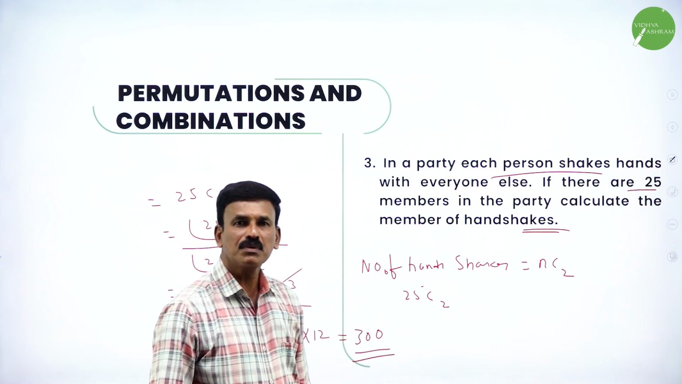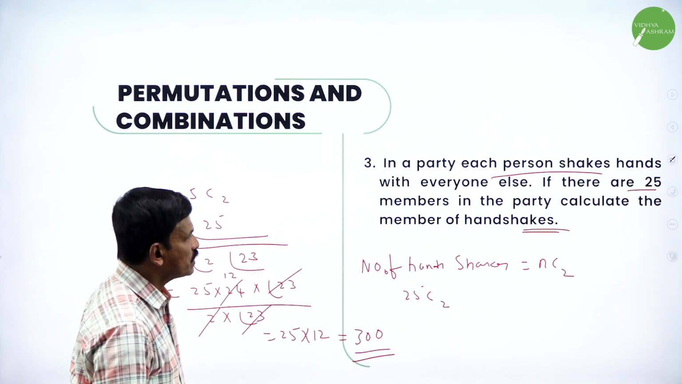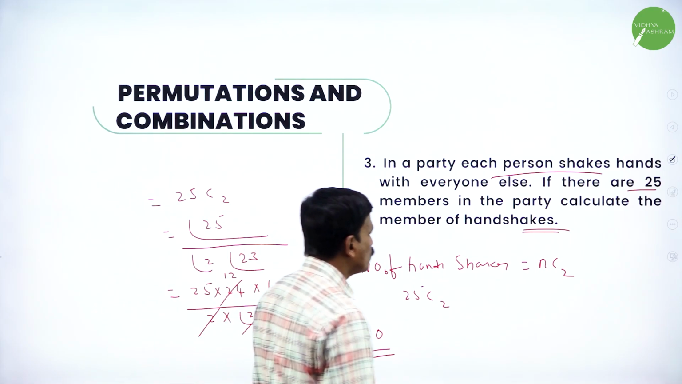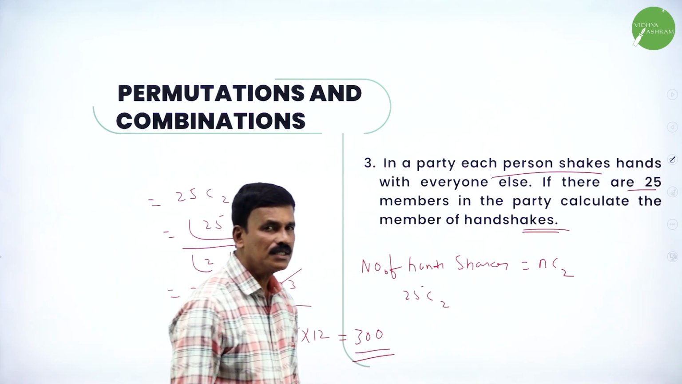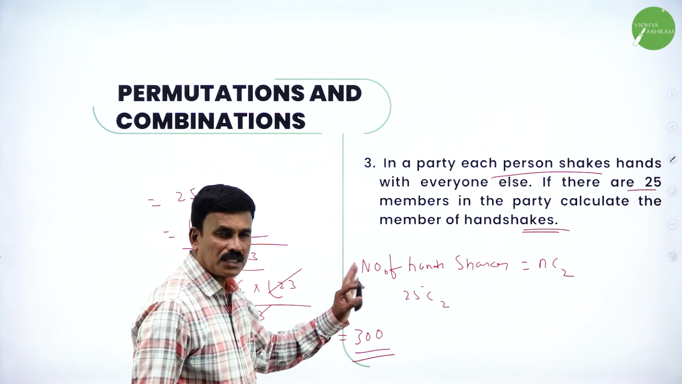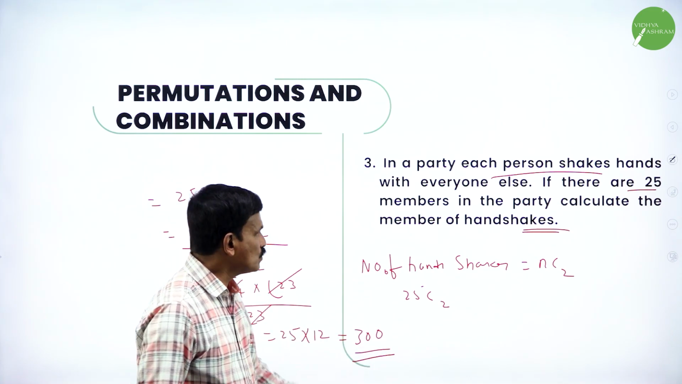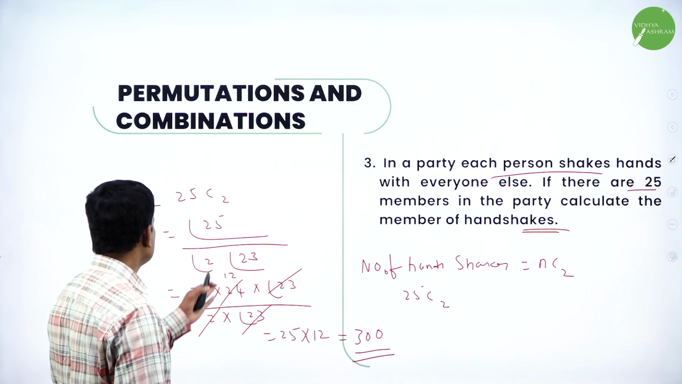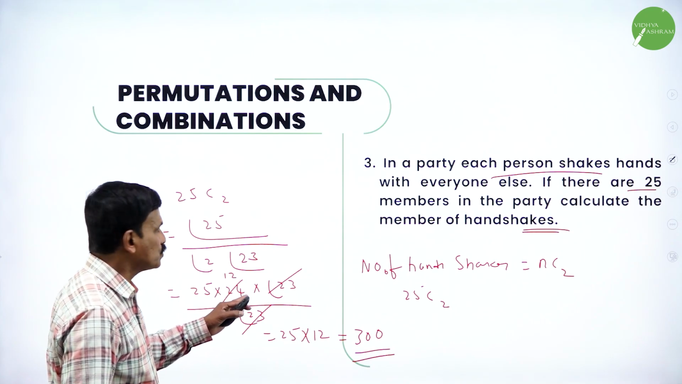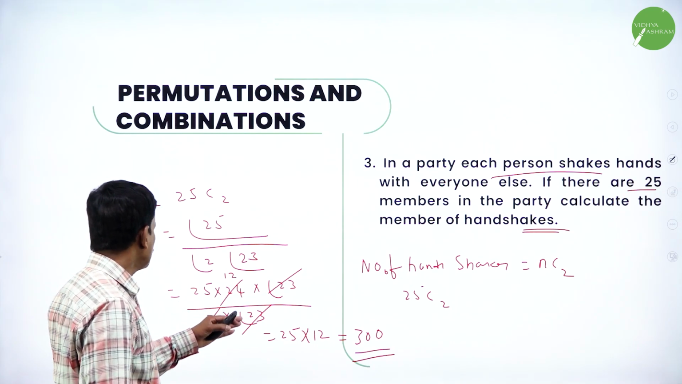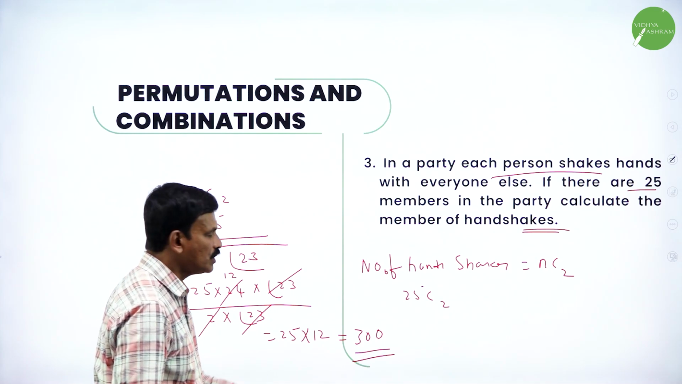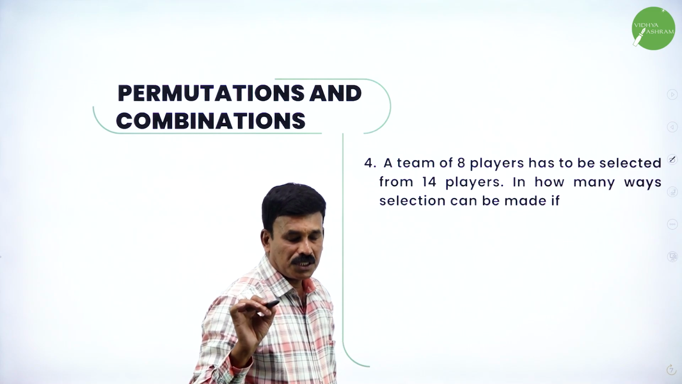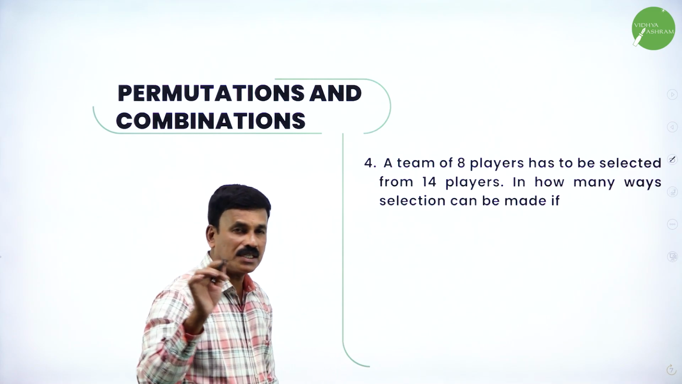That's it. Now listen, very simple problem. In a party, each person shakes hands with everyone else. If there are 25 members in the party, calculate the number of handshakes. So here there is one formula. The number of handshakes is always equal to nC2. What is given here? n is equal to 25. Just find out the value of 25C2. 25C2 is nothing but 25 factorial divided by 2 into 23 factorial. That's equal to 25 into 24 divided by 2, which is 25 into 12. That's equal to 300 handshakes. Now let us move on to the next problem.